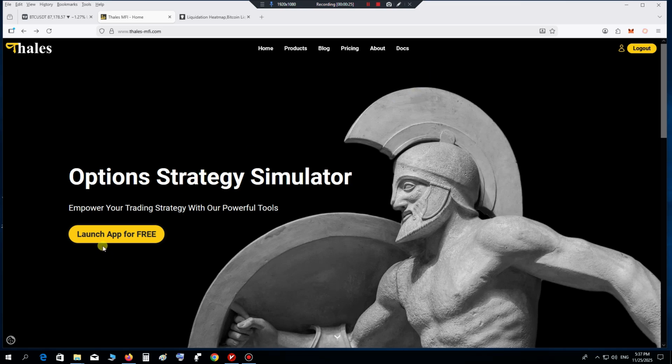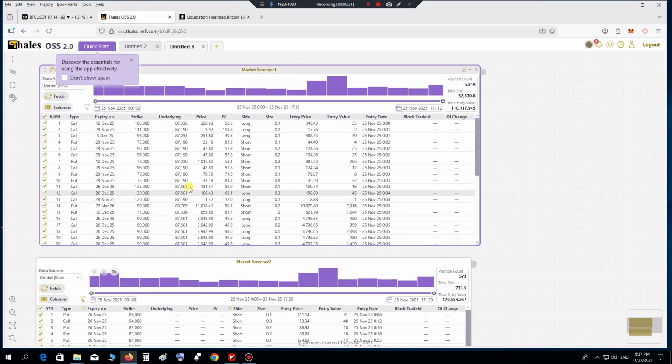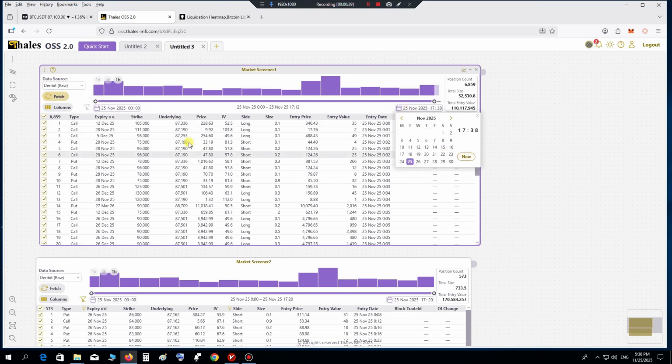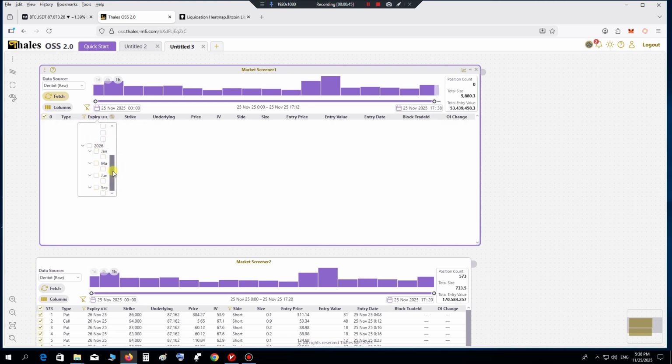Alright, let's get started with the Market Screener right away and see what we have. What can we infer from the options contracts about Bitcoin's upcoming movement? Let's consider the options trades from the start of today up to this very moment for the expiration date of tomorrow, November 26th.